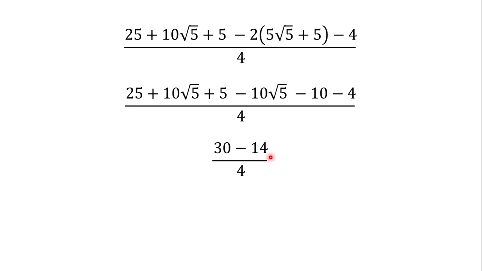Alright, so 30 minus 14 will give us what? Let's find out. Let's put this one under here. 0 minus 4 will give us what? That will be borrow 1 from here, add it to this one, it becomes 10. Subtract 4, you're going to get 6. 2 minus 1 gives us 1. So you're going to get 16 over 4. Now, 16 divided by 4 will give us 4.